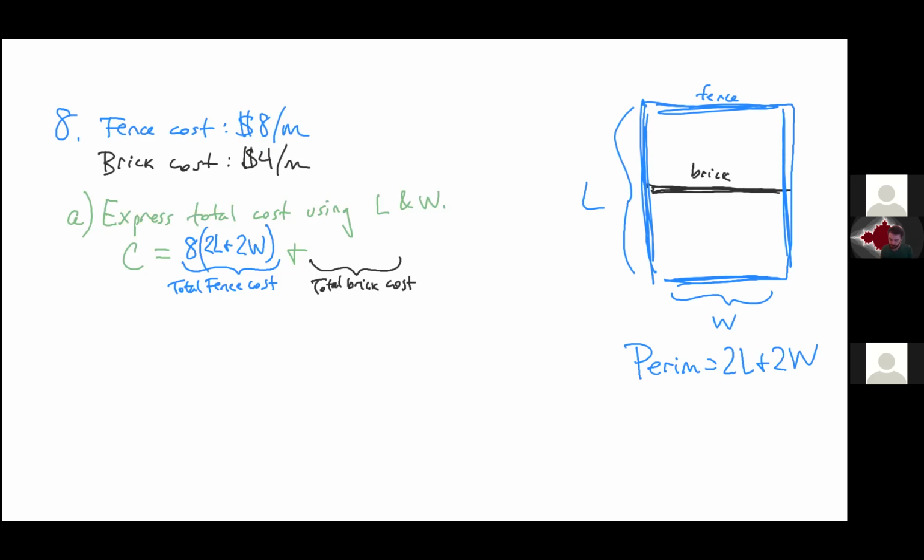And then brick is easier. For brick, we just have one wall of width W, and that costs $4 per meter. So that is 4W. Okay. So let's simplify it. That's 16L plus 16W plus 4W. If I combine those W's together, 16 and 4 gives me 20. Okay, so that should be good. Any questions so far?